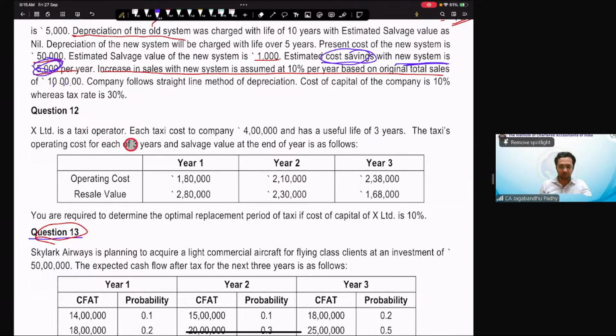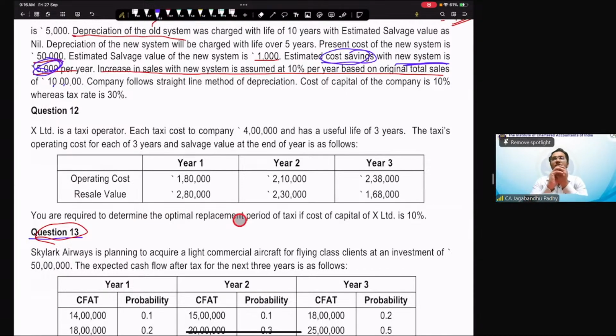Taxi's operating cost for 3 years and the salvage value at the end of each year is as follows. So the taxi has a running or operating cost. Obviously, when the taxi is new, in the first year, you will have a lesser running cost. But as you proceed to years 2 and 3, you will have a greater amount of operating cost, right? And the resale value is definitely going to decrease over a period of time. We are required to determine the optimum replacement period.